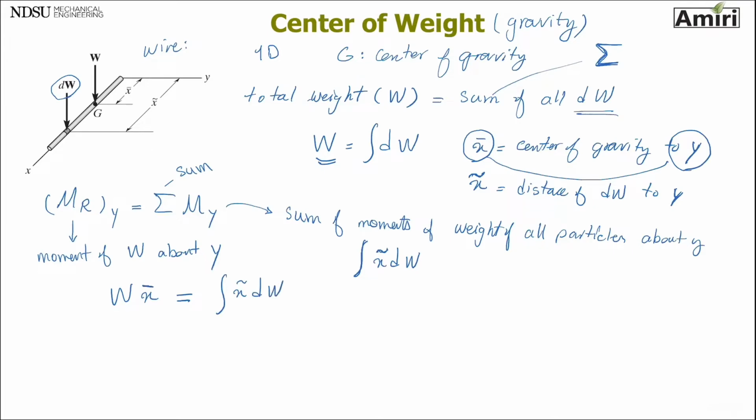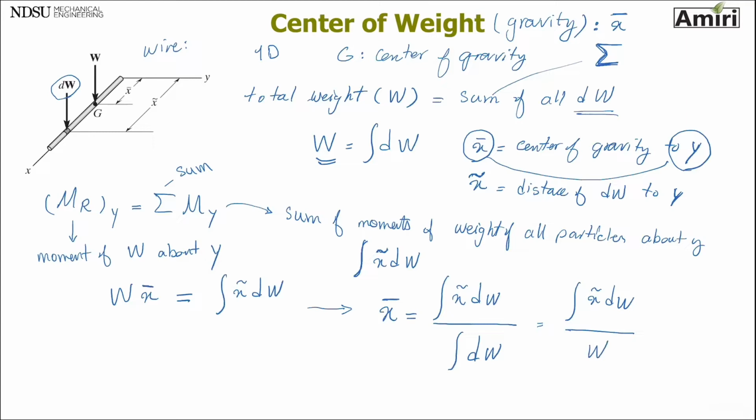So now these two need to be equal to each other, and therefore x bar, the center of weight, what I'm after here, is going to be the integration of x tilde dW over the integration of dW. And remember, this integral of dW was the total weight, so it's the same thing as this.